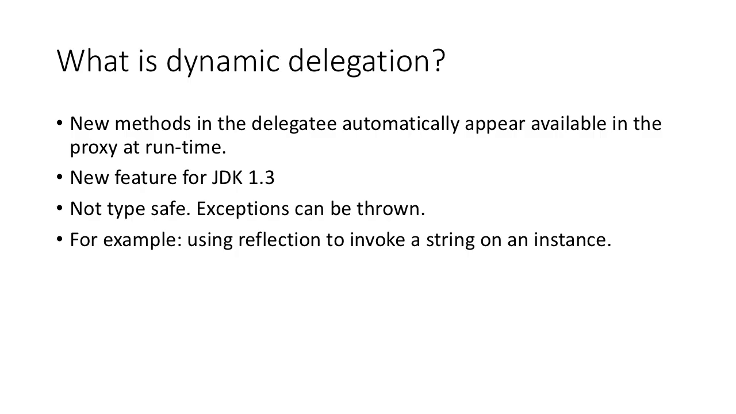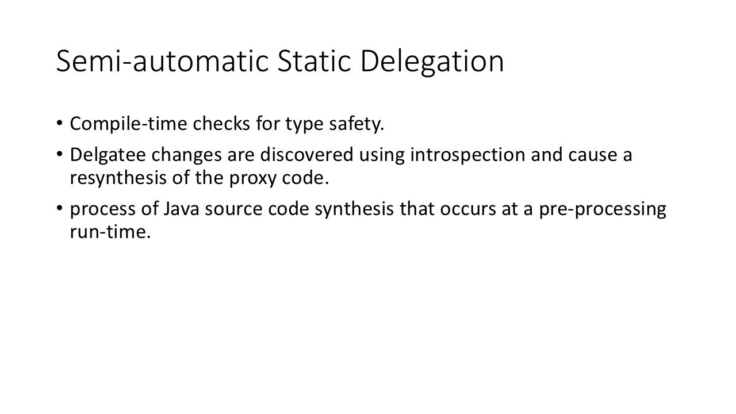For example, you can use reflection to invoke a string on an instance. When you have a string that you're invoking on an instance, if your string is misspelled, it's going to throw an exception. Semi-automatic static delegation is compile time checking for type safety. It's synthesizing new classes with source code.